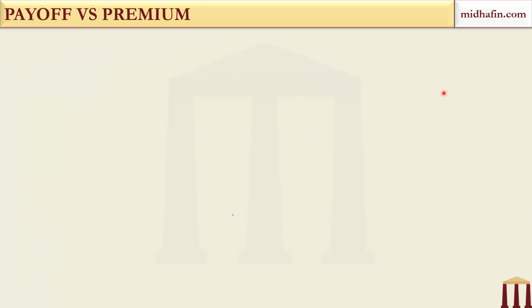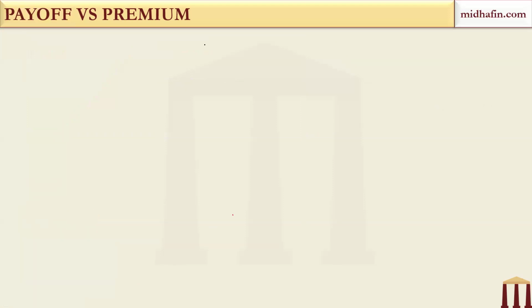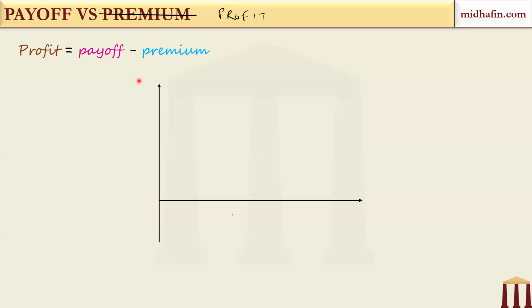What is the profit? In fact, we should write payoff versus profit over here. That will be better. So profit is actually given by payoff minus premium. If you consider the payoff for the long call, I'll draw it once again. This is the payoff for the long call position.